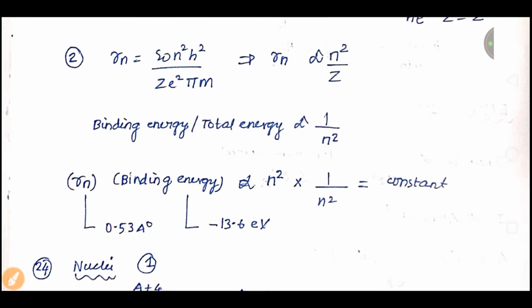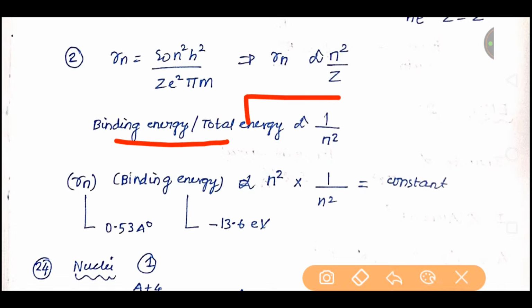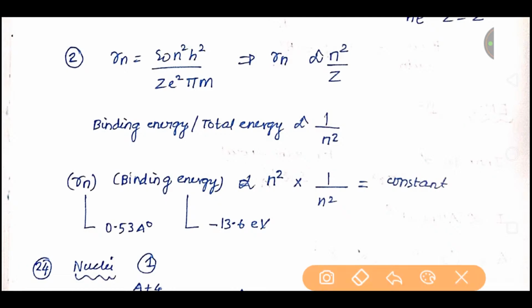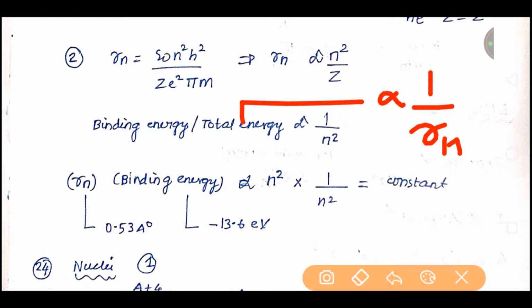So binding energy or total energy, you can say. I think this question was asked in NEET 2019 Odisha, right? The binding energy is inversely proportional to radius. If you have found the radius, the binding energy or total energy is inversely proportional to the radius in that nth orbit. So otherwise you can say it is proportional to 1 by n square, because r is proportional to n square.